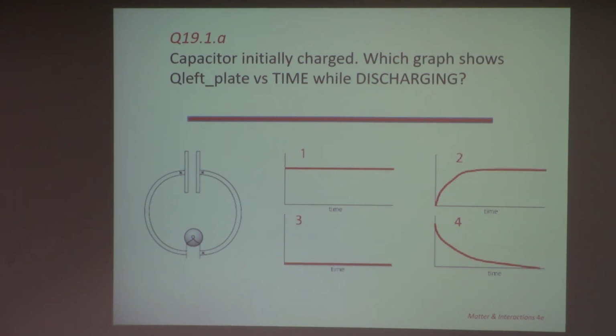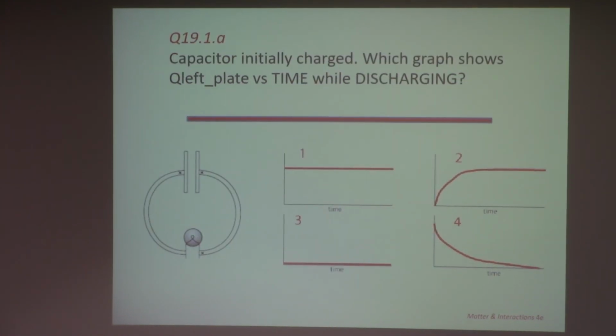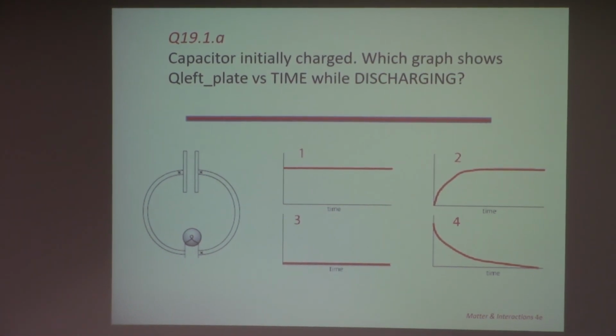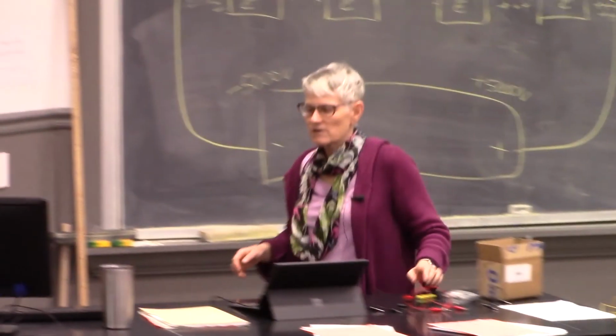We said the left plate was negative. Yeah. So, well, let's think. So you said that the charge on the left plate decreased, right? It got less negative. So if we're plotting the absolute value of the charge on the left plate versus time, it's going down, isn't it, right? Yeah, so it's getting smaller and smaller. It gets to 0. So let's see if we can understand what's going on.